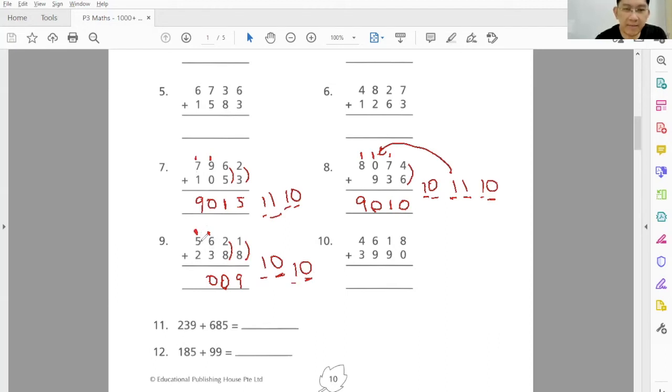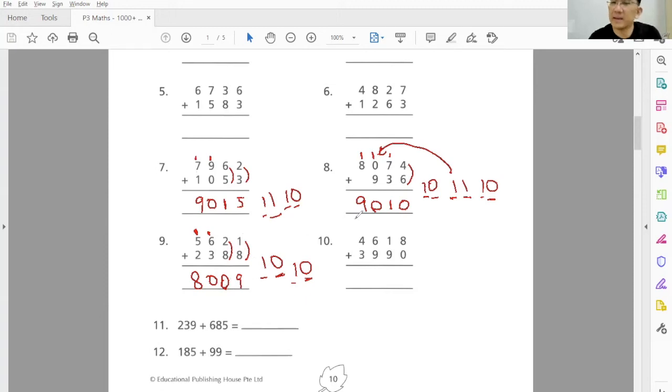Okay, finally, 5 plus 2, 7. 7 plus 1 on top, 8. There you go. So 5,621 plus 2,388 is 8,009.